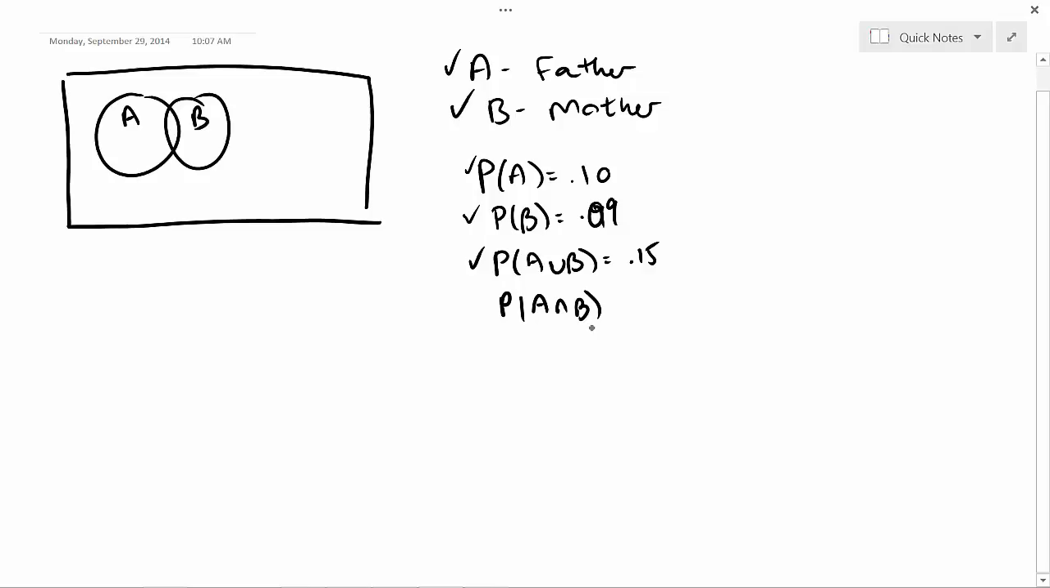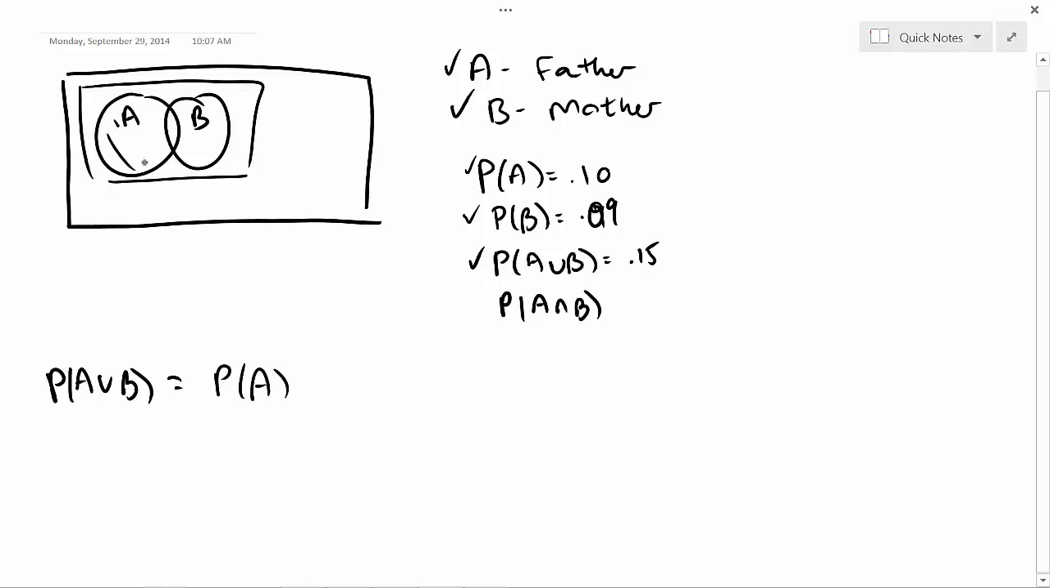Okay, so we have a rule that relates these probabilities to the probability of A intersect B. Remember that the probability of A union B, both these circles together, is equal to the probability of A, so we add that in once, plus the probability of B, so we add that circle in once, and then minus, since we've added this middle part in twice, we have to subtract it out, the probability of A intersect B.